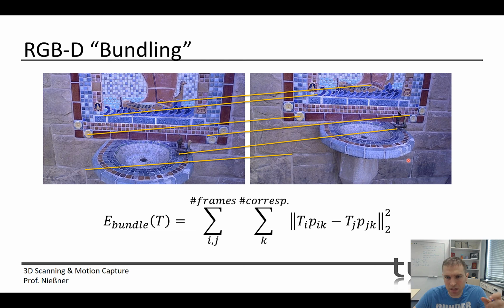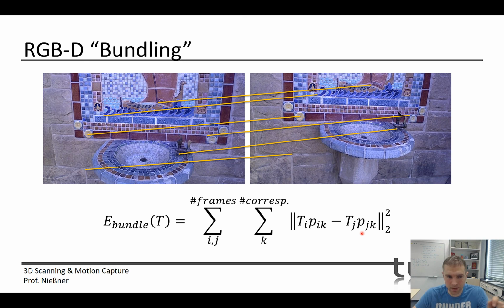The advantage in RGB-D bundling is that you can already do an error term in 3 dimensions. So you don't need a reprojection error with the projection matrix. In fact, there's not even a projection matrix in this whole bundle term here. This is just comparing 3D points. What you want to make sure is that if you take a point in 3D, you transform it into world space, and then transform the matching point also into world space. You want to make sure that these 2 points in world space both match.